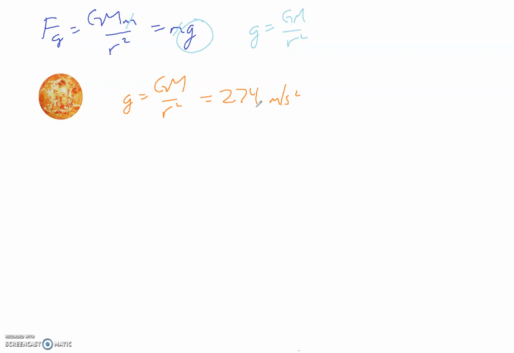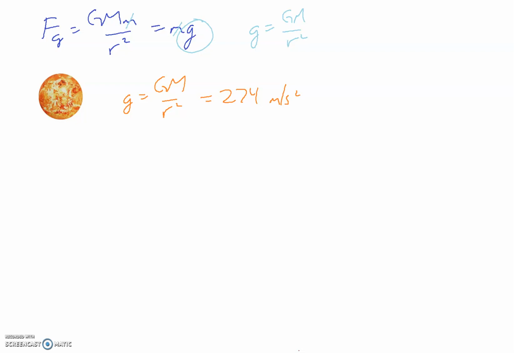So even just falling for like 3 or 4 seconds, you'd be going like 1,000 meters per second. So that's just a crazy acceleration because of the high mass of the sun. Big radius, but mass is gigantic. So this is how we can calculate the gravitational acceleration of different things.